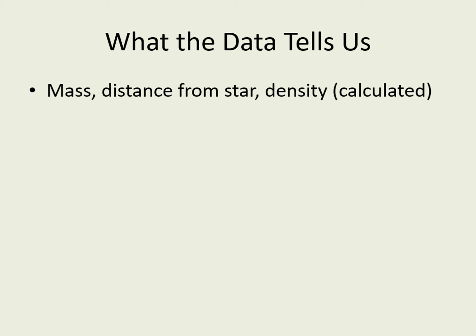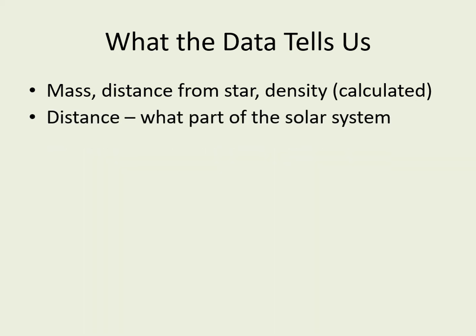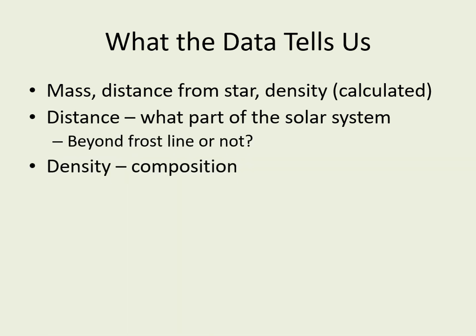All 3 of these pieces of information will be important in your answer, so you should think about what they're telling you. The distance tells you what part of the solar system the planet formed in, assuming it didn't migrate much. Remember that different materials condense in different parts of the solar system, so the distance can tell you if the planet is inside the frost line or not. The density tells you what sort of materials the planet is made of.